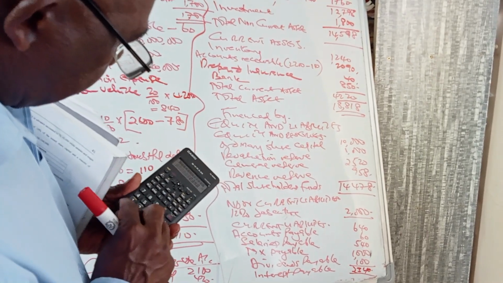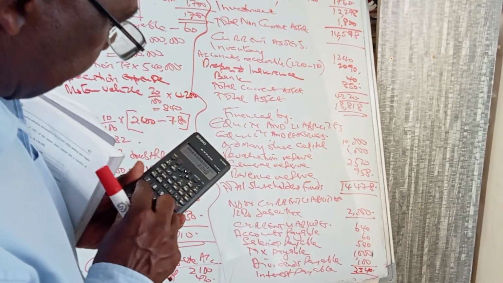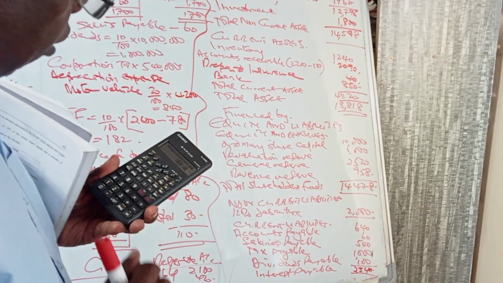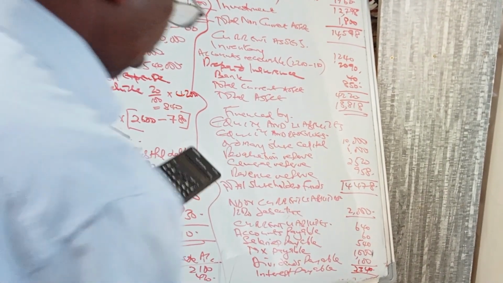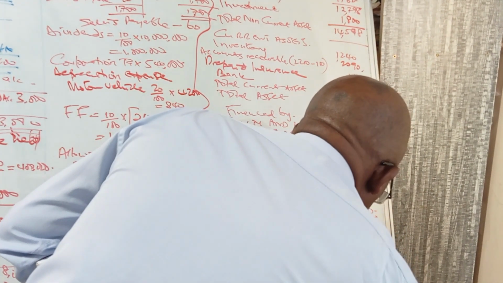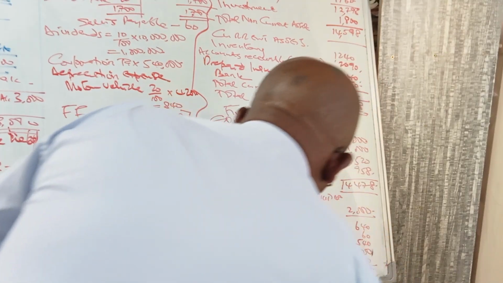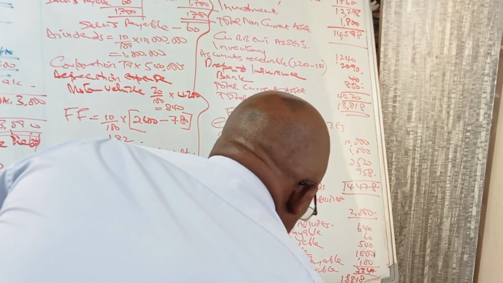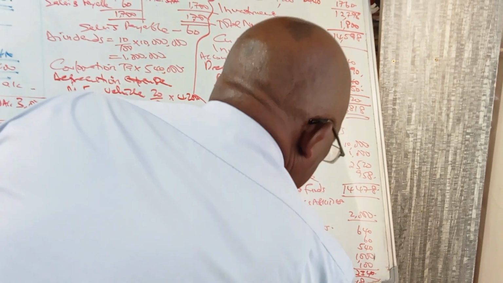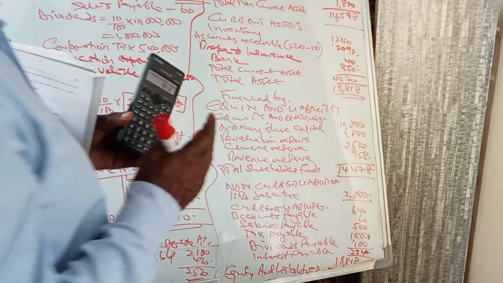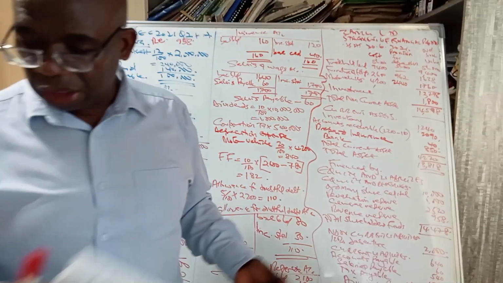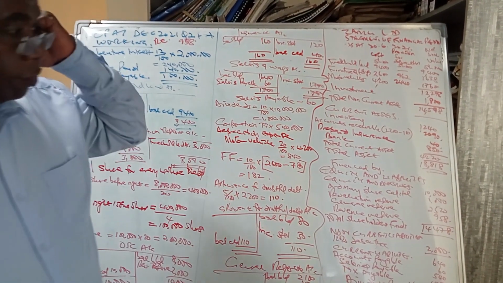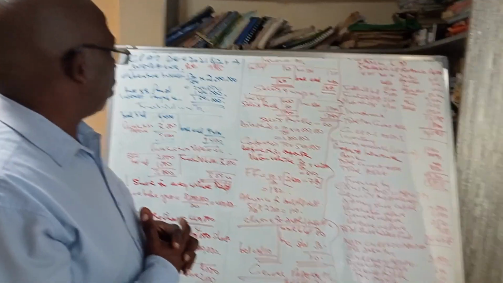So we have 2,340 plus 2,000 plus 14,478, we get a figure of 18,818. Equity and liabilities. Are they balancing? Yes. 18,818 equity and liabilities and 18,818 assets. The question is balancing. That is the way you are supposed to do that question to earn yourself 20 marks.